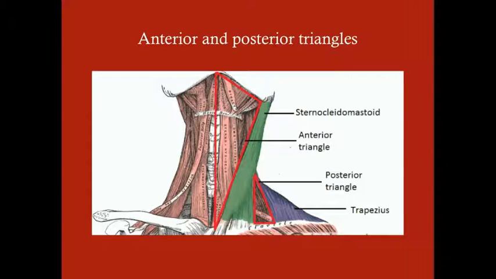So the neck is oftentimes divided up into anterior and posterior triangles. When we think of anterior and posterior triangles, you've got to get down where these two very important muscles are. And those muscles are the sternocleidomastoid and the trapezius, which coincidentally are both innervated by the spinal accessory nerve, cranial nerve 11. So let's talk about what the anterior triangle is.